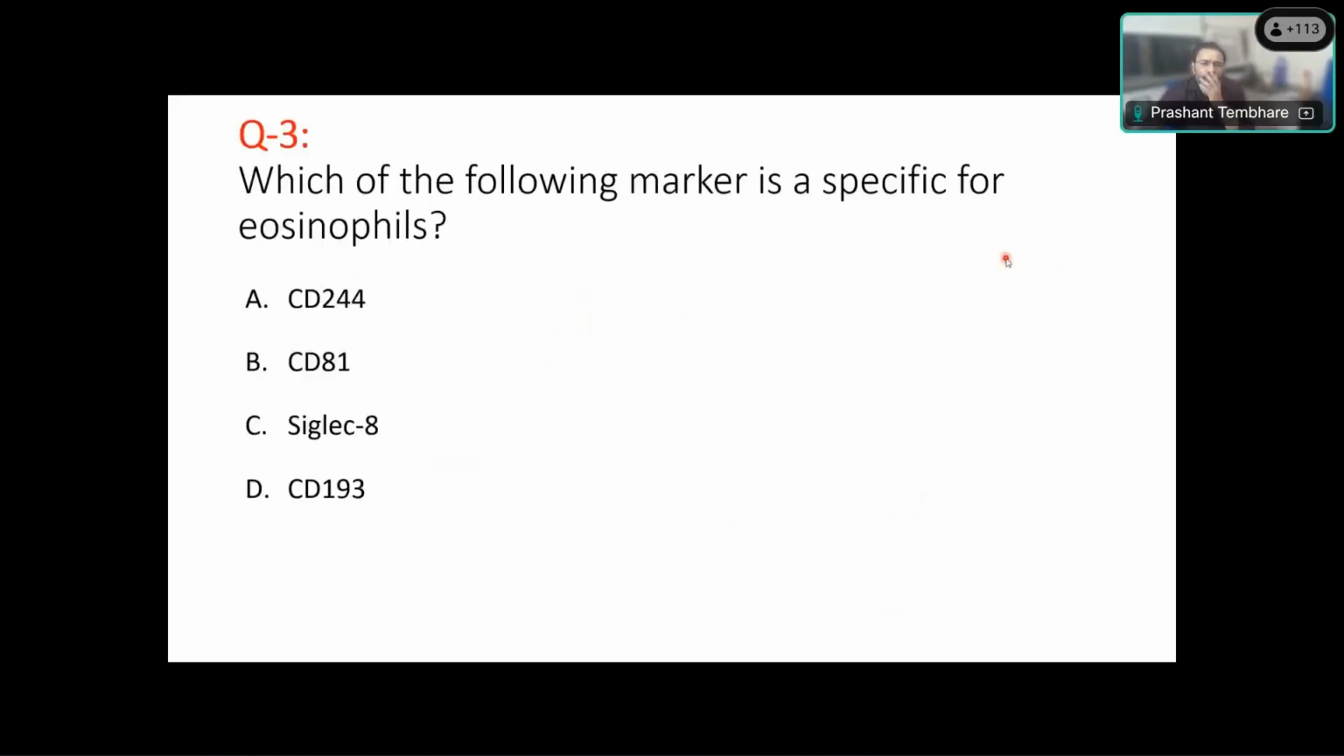Okay, this is a question on the eosinophil only. Which one of the following markers is specific for eosinophil? CD244, CD81, Siglec 8, CD193, CD190. Okay, I'm happy that the students are still not sleeping and are still attentive. So it's Siglec 8.